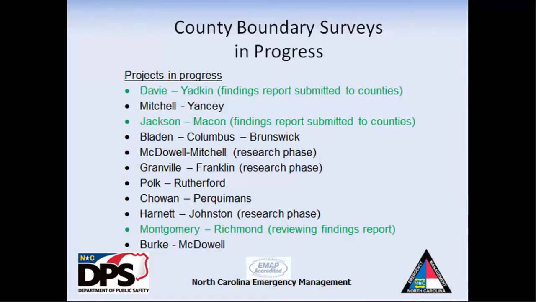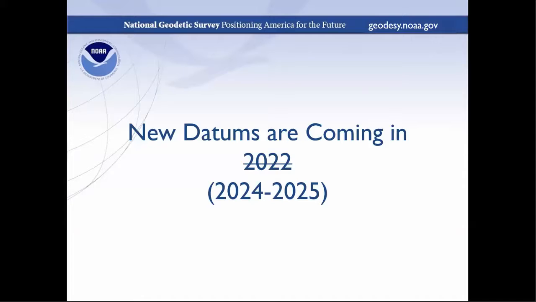So this is currently the surveys that we have in progress. The ones in green are the ones that we've submitted reports, and we're currently working with the counties to go through the final stages of that. The other counties are at different levels of work, and you can see some of them in the research phase. We work on county boundaries in order as we receive requests, and then work as more requests come in. So that's the update on county boundaries.